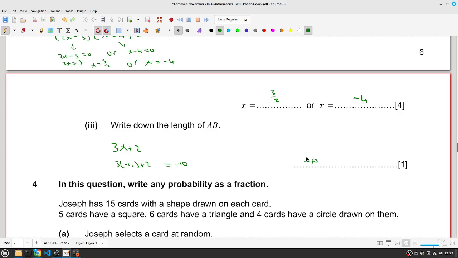But no, it cannot. Why can it not be -10? It cannot be -10 because we're working with a distance. You cannot have a distance less than 0. That does not make sense, right? So this one does not count.